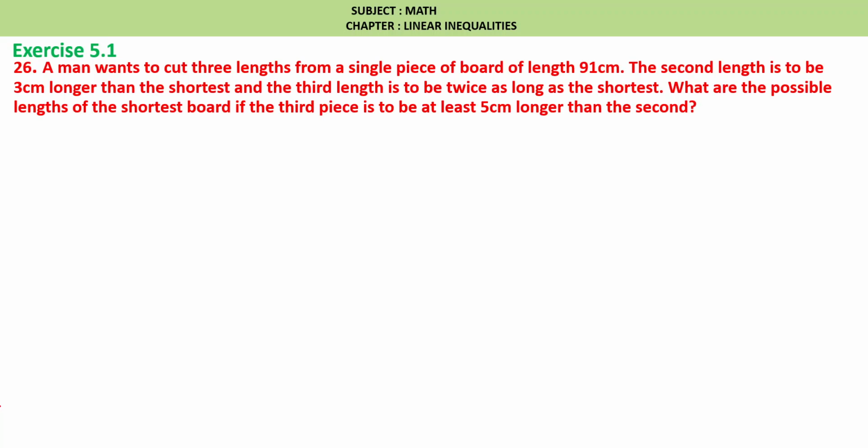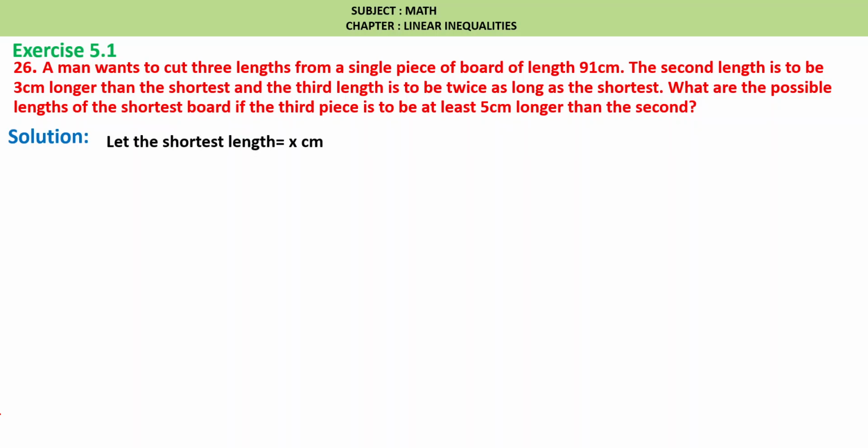Let's do one more. A man wants to cut 3 lengths from a single piece of board of length 91 centimeters. The second length is to be 3 centimeters longer than the shortest, and the third length is to be twice as long as the shortest. What are the possible lengths of the shortest board if the third piece is to be at least 5 centimeters longer than the second?